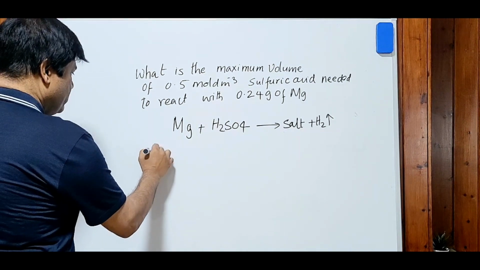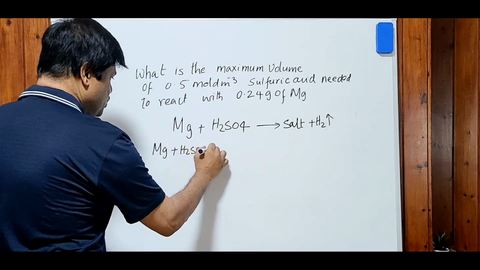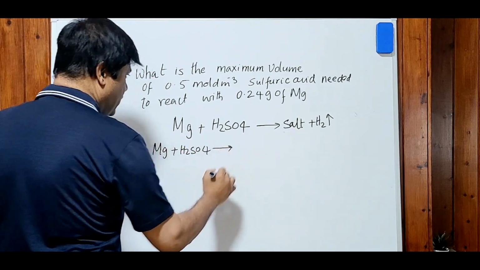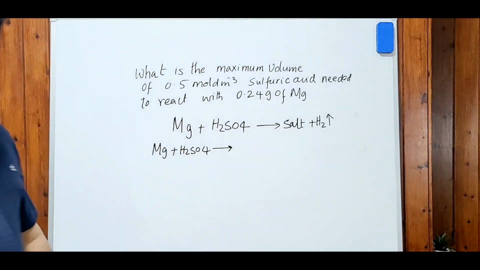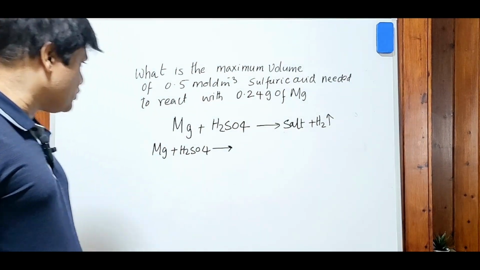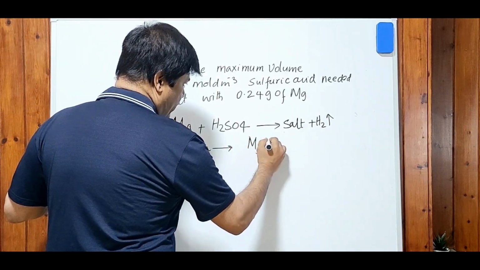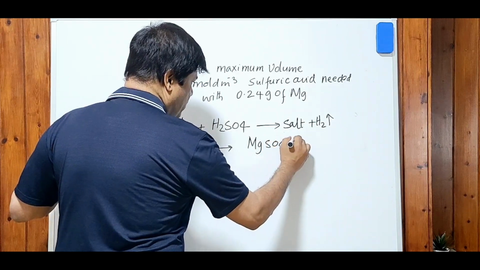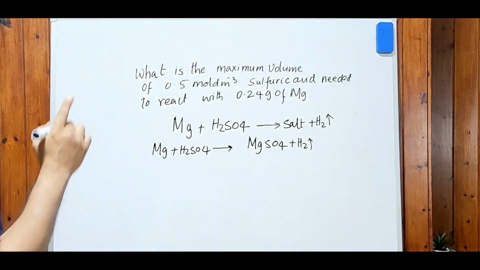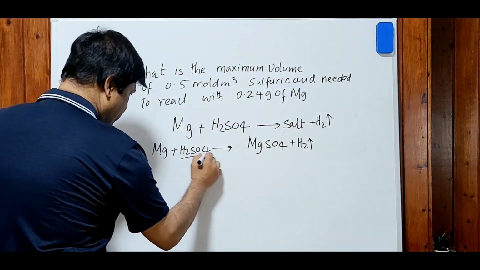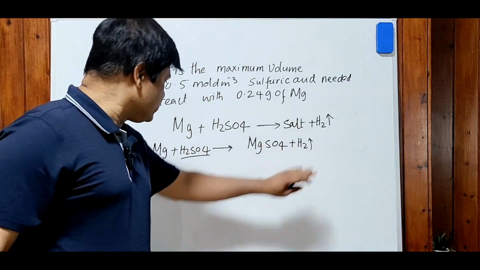So magnesium, Mg, reacts with sulfuric acid to form magnesium sulfate. Don't worry about the formula of magnesium sulfate, I will teach you in my future videos. So Mg, for the time being, look at the question: MgSO4 plus H2 gas. So what is the maximum volume of sulfuric acid? We have to focus only on these two reactants. I don't want the product.